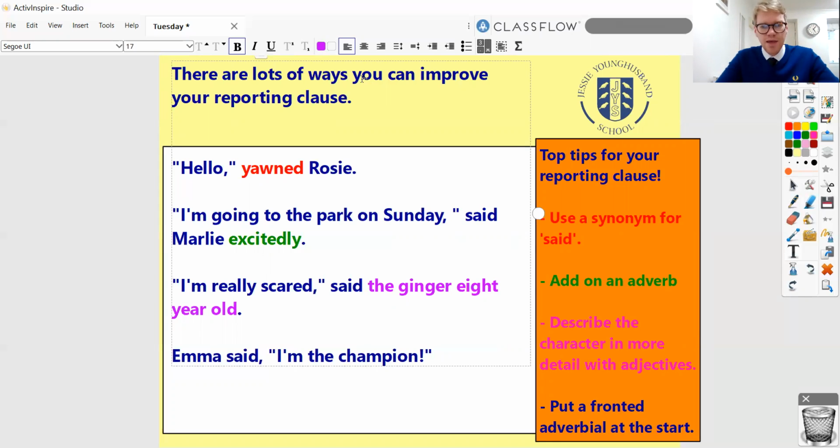You can mix things up a little bit by, rather than repeating the character's name again and again, actually describing them as something else. It's called a noun phrase.